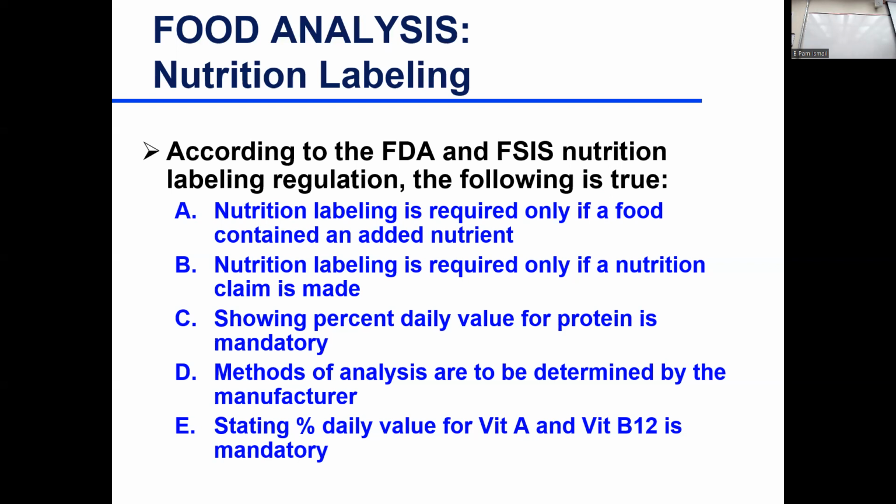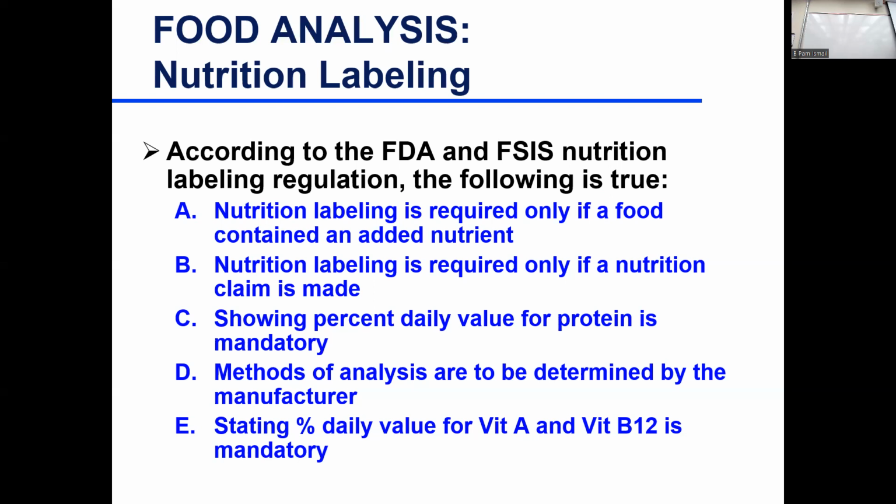Nutrition labeling is required only if food contained an added nutrient. That's back in the 1973 Act. Nutrition label is required only if a nutrition claim is made. That's also back in 1973. Showing percent daily value for protein is mandatory only if you're making a protein claim, if it's for athletes, if it's for children under 4.